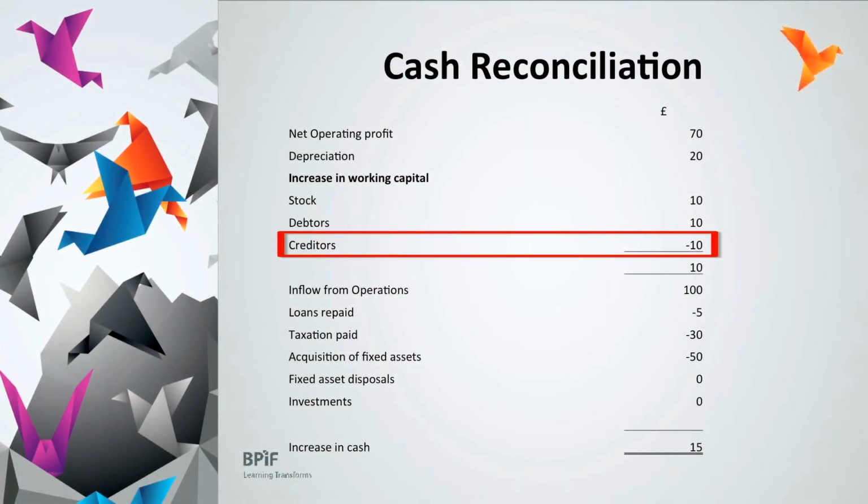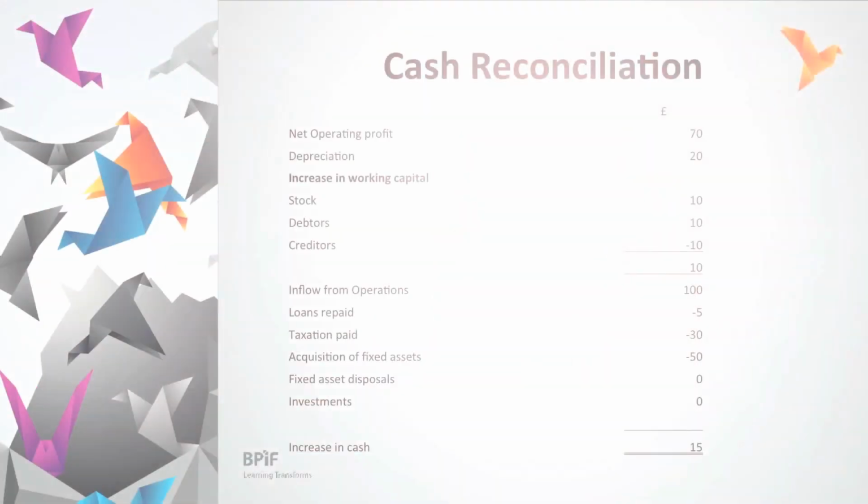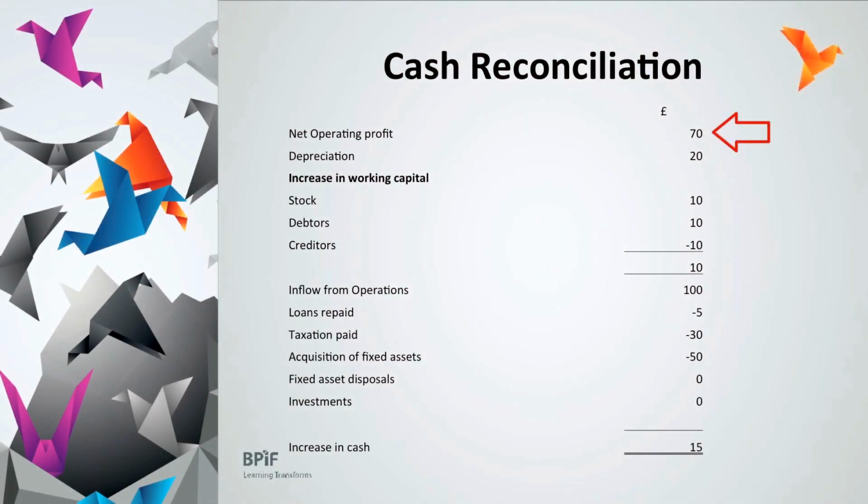Similarly, if creditors have actually decreased by £10,000, then again, that is money that has gone out of the business, and again, isn't sitting in our bank account. So from a starting point of £70,000 profit, I've actually generated cash of £100,000. But we've had to repay loans of £5,000, we paid taxation of maybe £30,000, and we've actually acquired fixed assets of £50,000. So actually our net increase in cash for the business has just been £15,000.